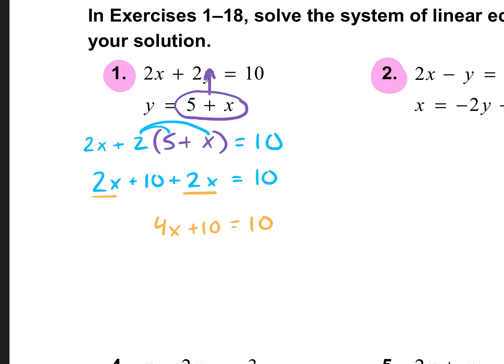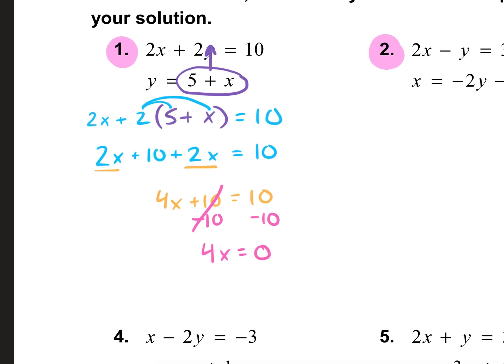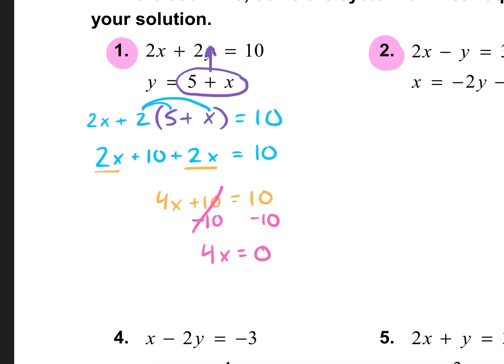Minus 10. Awesome. We've got to get the numbers on one side, the x's on the other. So I have to move that 10 to the other side. I'm going to subtract the 10 to get rid of it. So I have 4x is equal to, what's 10 minus 10? 0. That's fine. We can get 4x is equal to 0. Nothing wrong there. But I want it to be x equals.